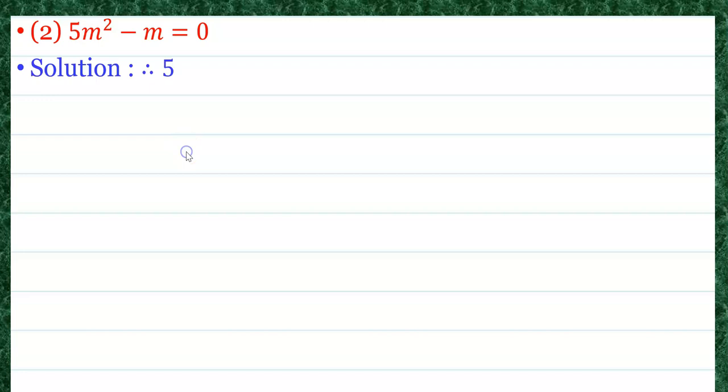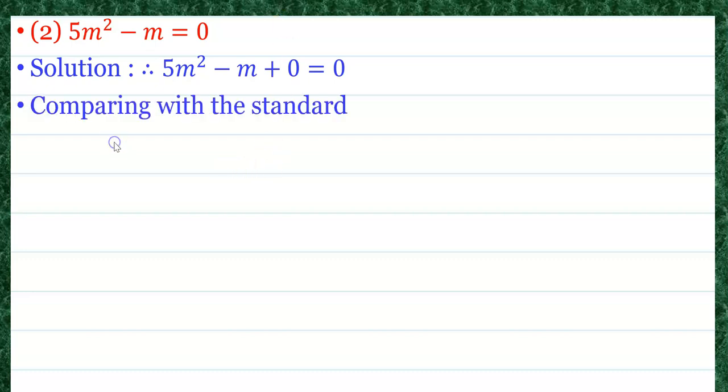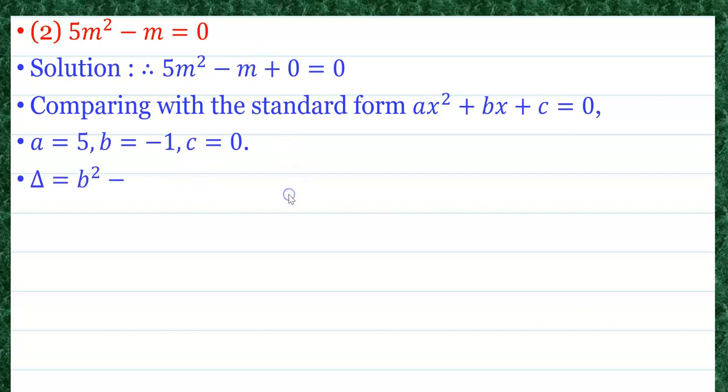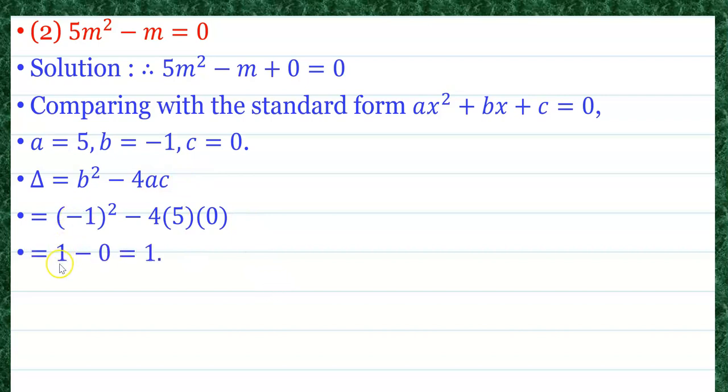5m square minus m is equals to 0. Okay. Last term constant term तिथे नाहीये and therefore we'll treat c as a 0. And here comparing with ax square plus bx plus c is equals to 0. The value of a is 5, b is minus 1, c is equals to 0. And therefore delta is b square minus 4ac. Okay, the value of b is minus 1 square minus 4. a is 5 and c is 0. Okay. And therefore here you will get 1 and 4 into 5 into 0. Overall, ते काय मिळाल तर 0 मिळेल, 1 minus 0, that's equals to 1. And hence delta is equals to 1. This is the value of the discriminant.